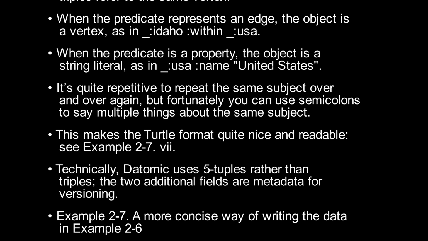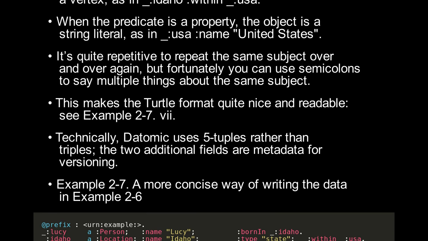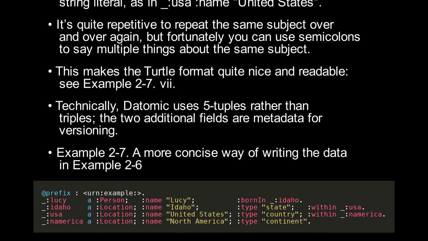Technically, Datomic uses 5-tuples rather than triples. The two additional fields are metadata for versioning. Example 2-7: a more concise way of writing the data in example 2-6.